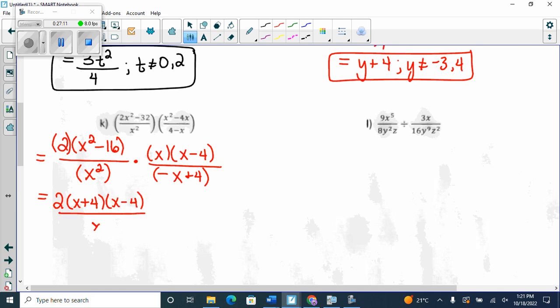All over x squared. And then this I get x minus 4. And I need an x minus 4. On the bottom I have a negative x plus 4. So it's the complete wrong signs, correct? You see that? How do I fix wrong signs? Take out a negative 1. So if I take a negative 1 out of the denominator, my negative x is going to become a positive x. And my positive 4 is going to become a negative 4.